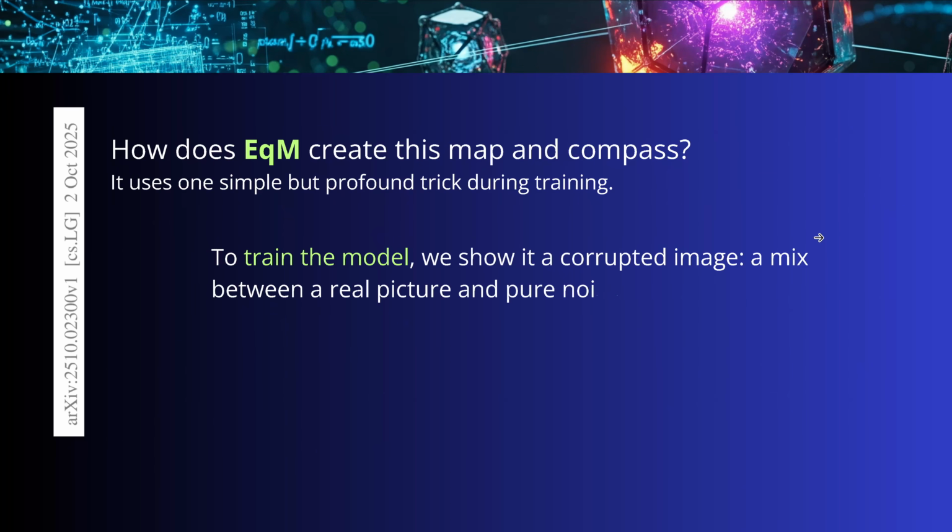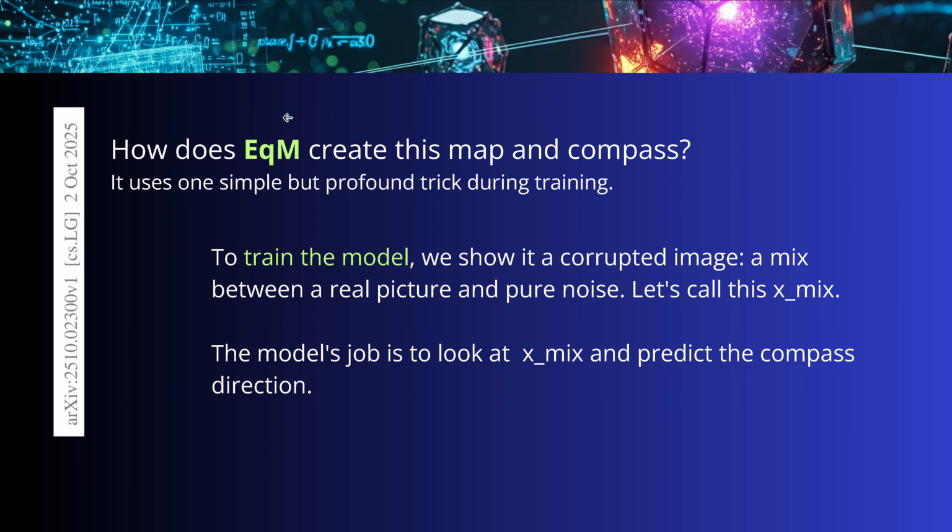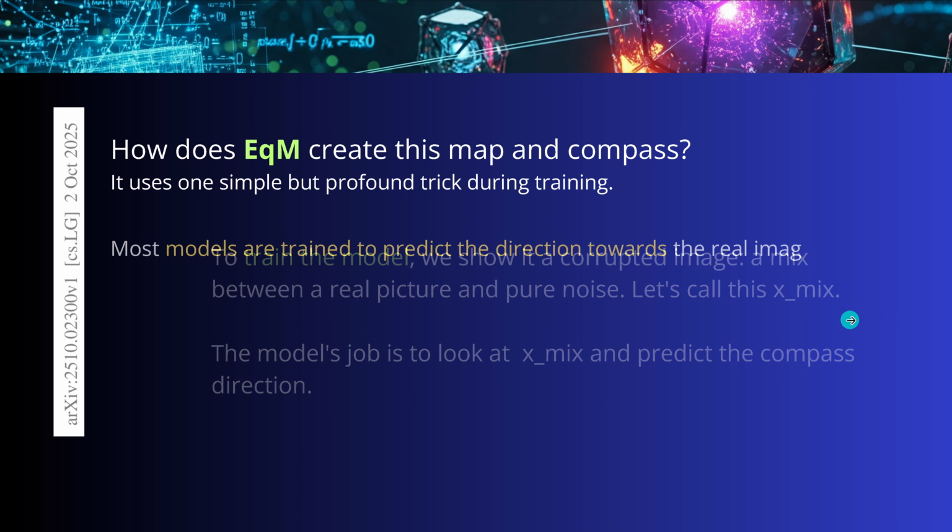How beautiful. But how do we create this map? How do we create this compass in this new methodology? Well, it's simple, but there's a profound mathematical trick. But at first, let me try to explain it in a simplified version. To train now this model, let's start with a corrupted image. No, it's a mix between the real image, here the real picture, and some pure noise. You know, it's a mixture. And the model's job is to look at this and predict now the compass direction where the model has to go. You're familiar with this if we are here on a curved gradient.